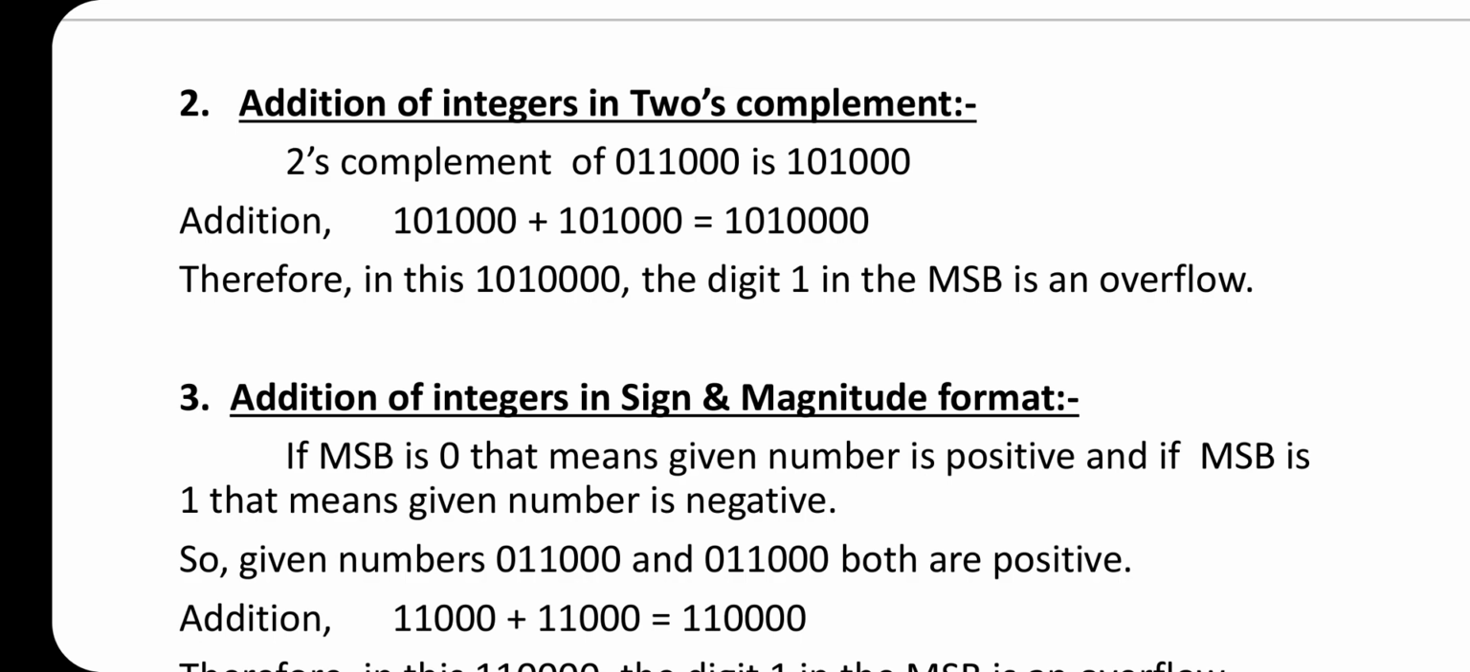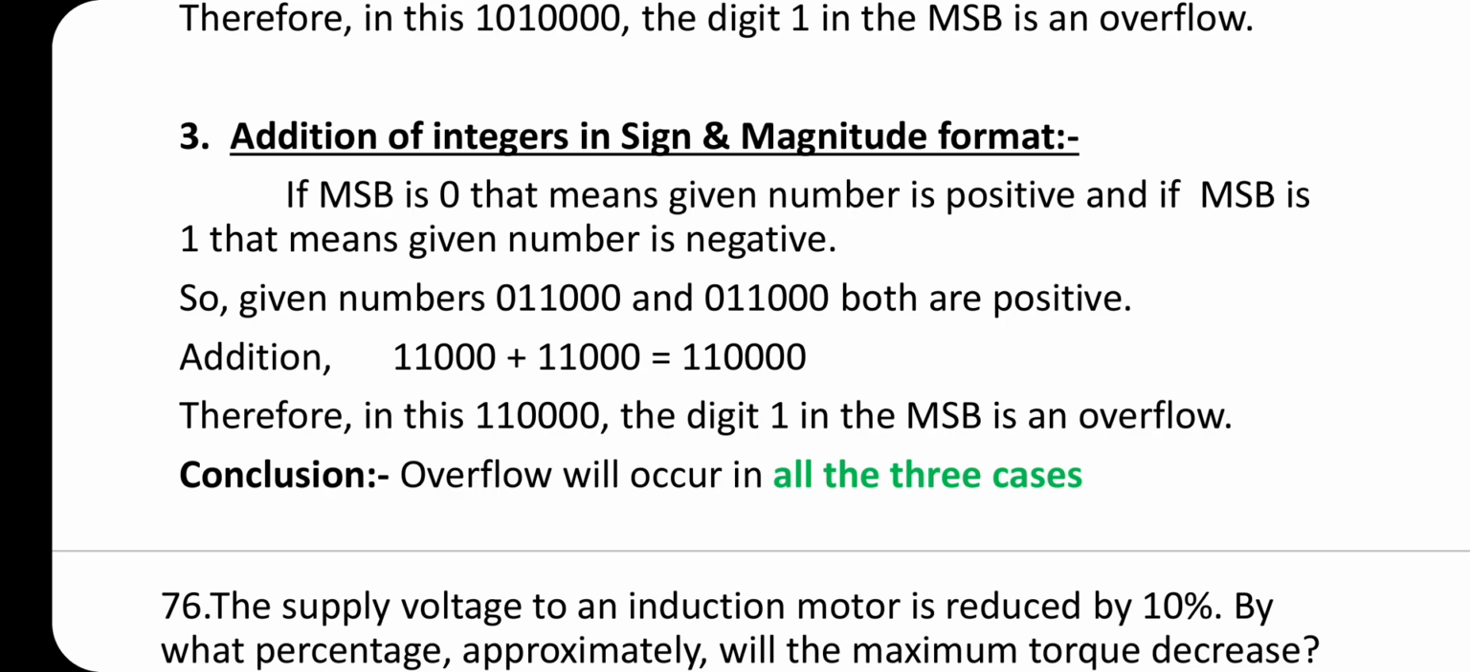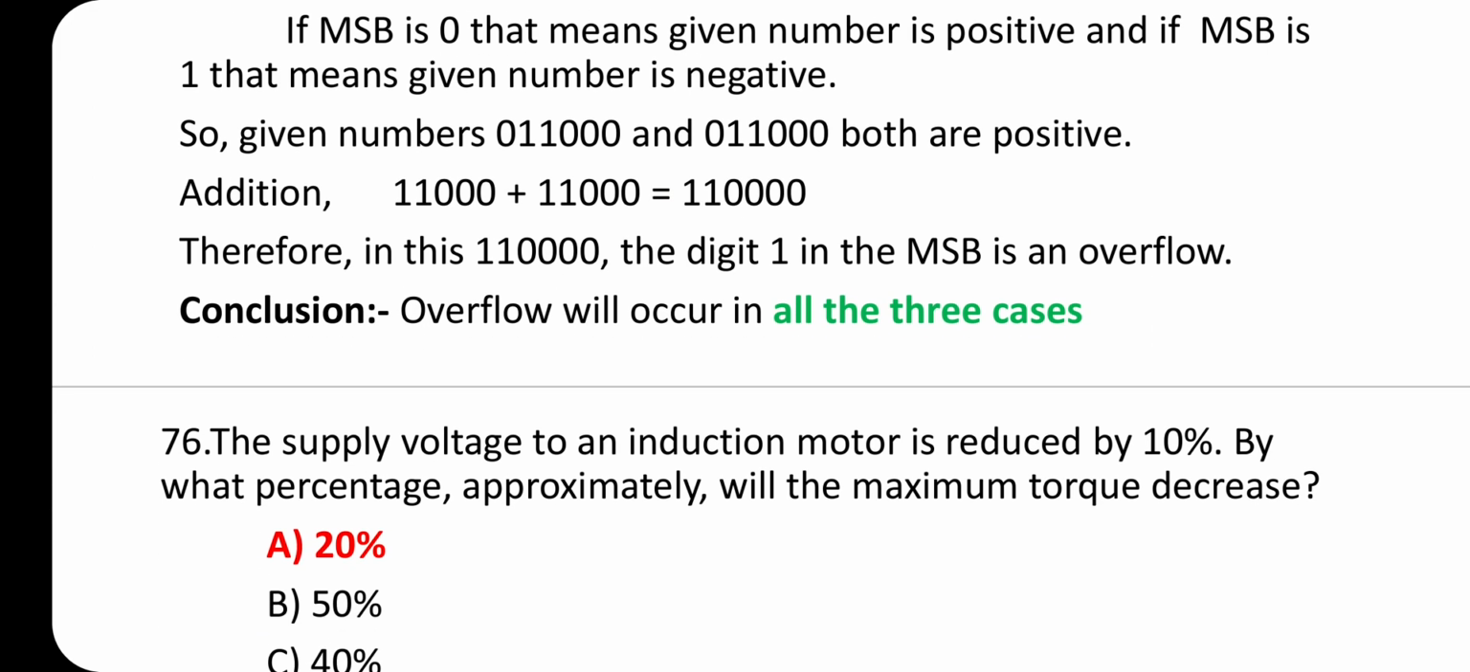Question, the addition of integers in sign and magnitude format. In sign and magnitude format, if MSB is 0, that means the given number is positive, and if MSB is 1, that means the given number is negative. So the given number 0, 1, 1, 0, 0, both numbers are the same, and both are positive. Therefore, addition of 1, 1, 0, 0 plus 1, 1, 0, 0 gives 1, 1, 0, 0, 0, 0. Therefore, in this 1, 1, 0, 0, 0, 0, the digit 1 in the MSB is an overflow. Conclusion: overflow will occur in all the three cases.